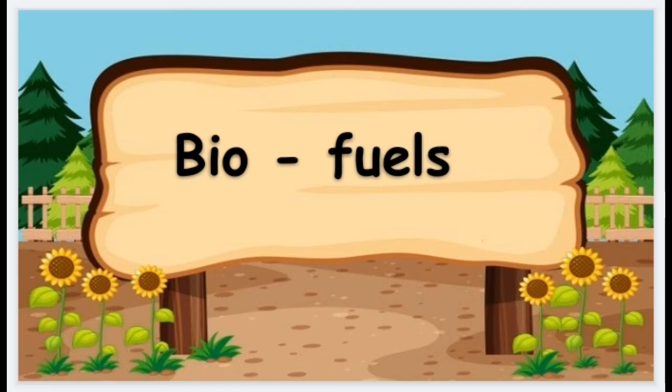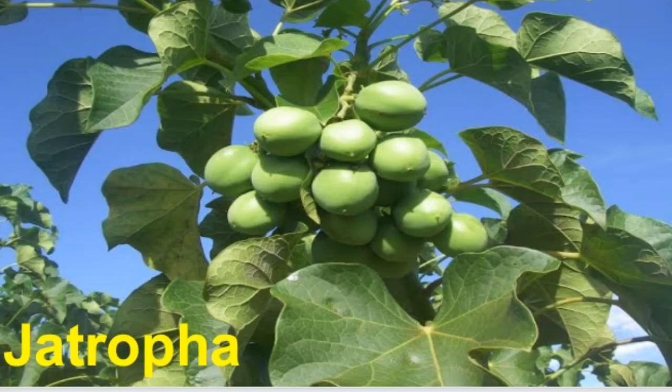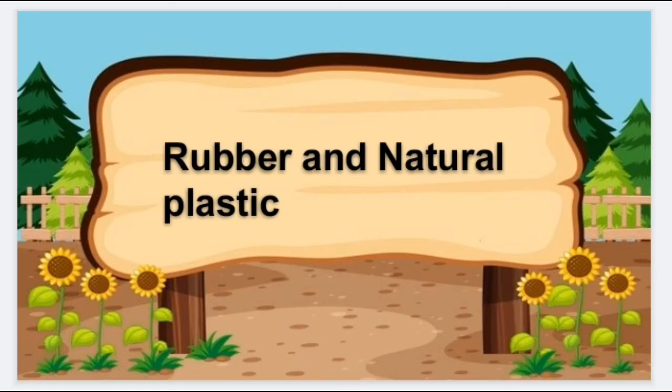Next, let's see biofuels. Some plants are also grown for the sake of biofuels. Plant fuel is less toxic as it does not emit harmful gases and is also less expensive. For example, jatropha. Even the plant waste is used to generate electricity. Example, sugar mills. Next, let's see rubber and natural plastic.